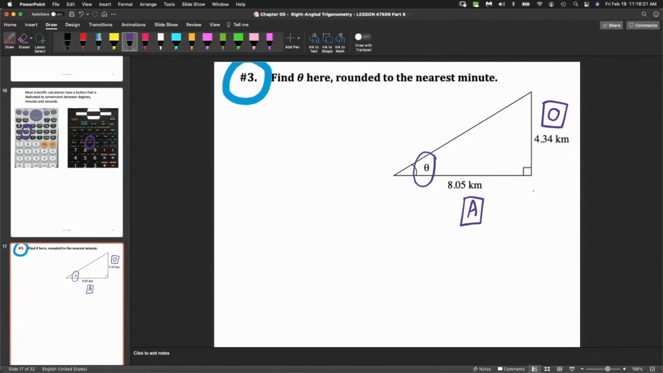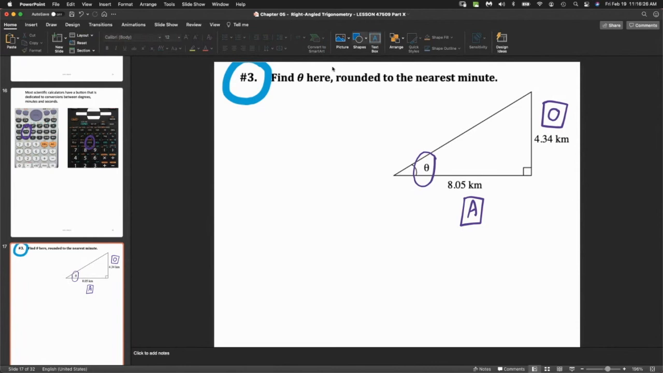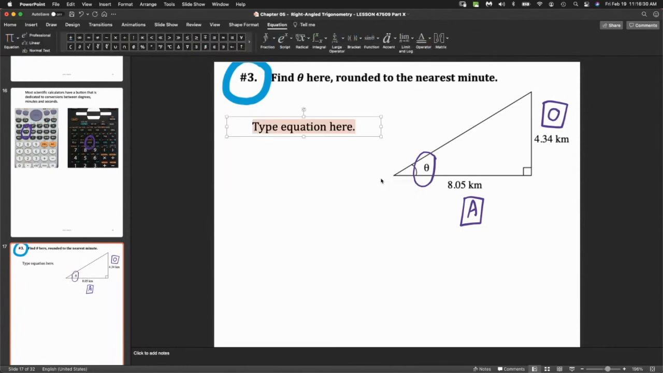So now it's time to just do some calculations. Which ratio do we use? Sine, cos, or tan? Tell me.